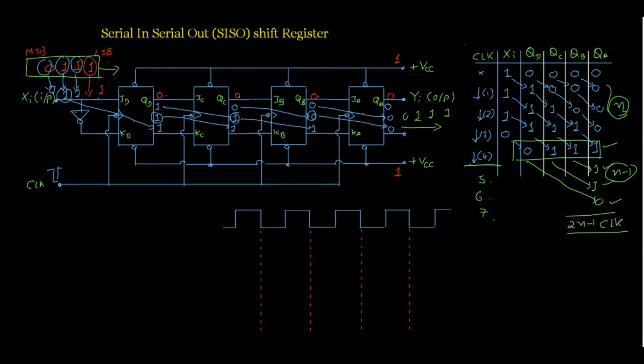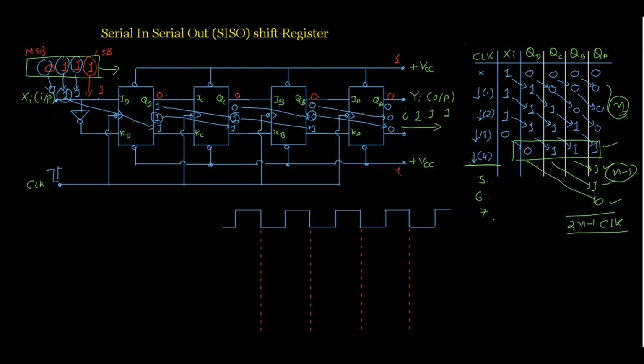Here the data are moving from left to right, so it is a right shift register. Now the same logic you can also apply for the left shift register. In that case, this QA will be connected to here, and then the QC will be connected here. So you can think about how we can move the data from right to left.